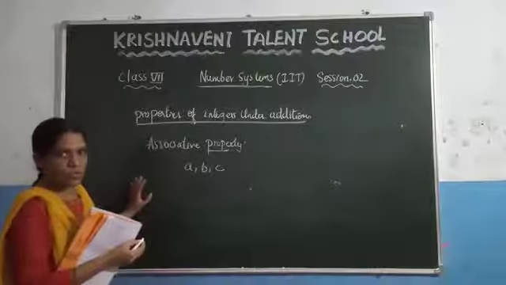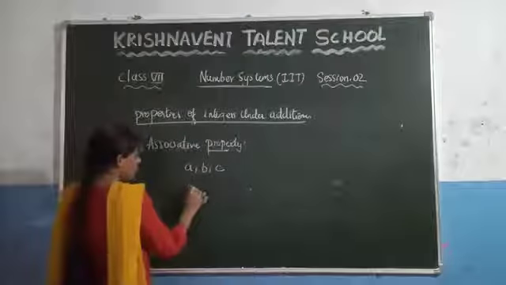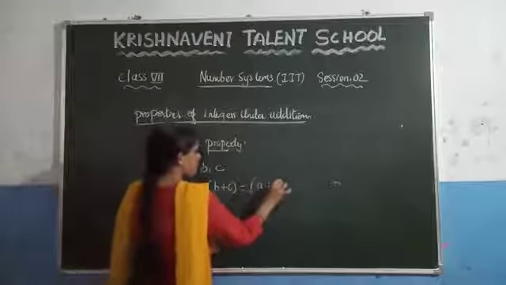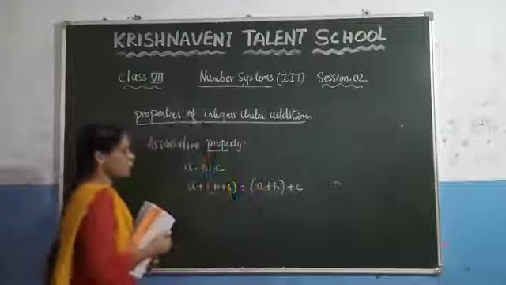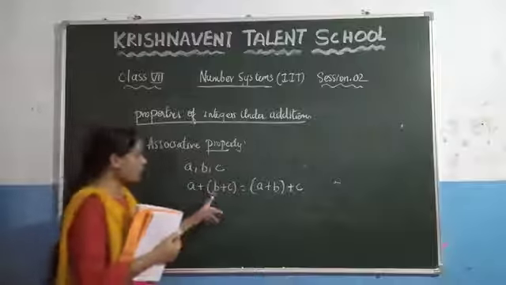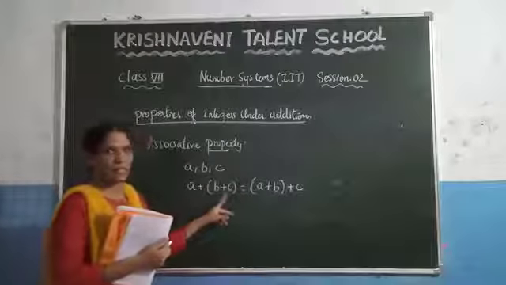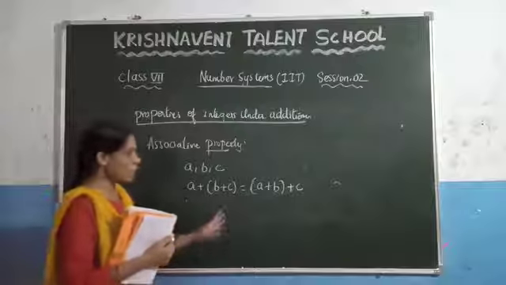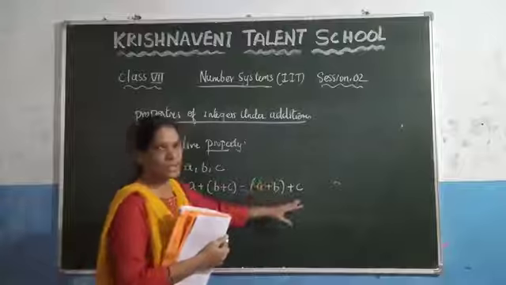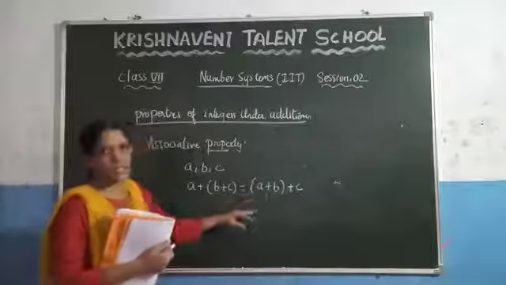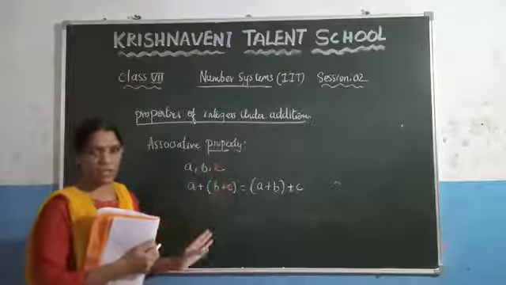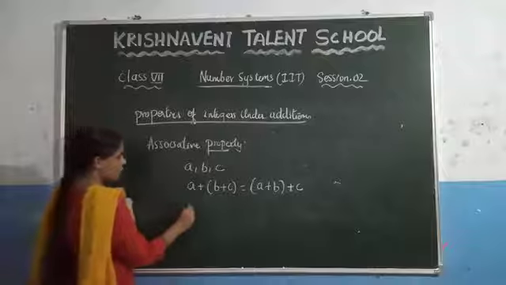And the associative property states here: A plus (B plus C) is equal to (A plus B) plus C. This property we call an associative property. Here we are adding the second and the third number, and the result we are adding to the first number. And here we are adding the first and the second number, and the result we are adding to the third number. And if both the results are same, we can say that the associative property holds good under addition of the integers.